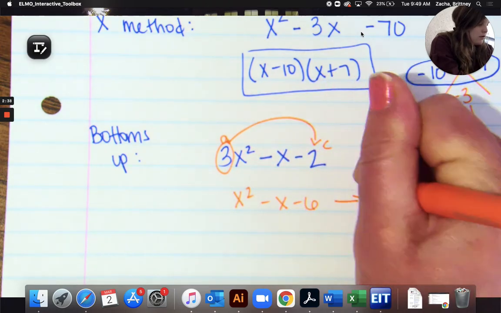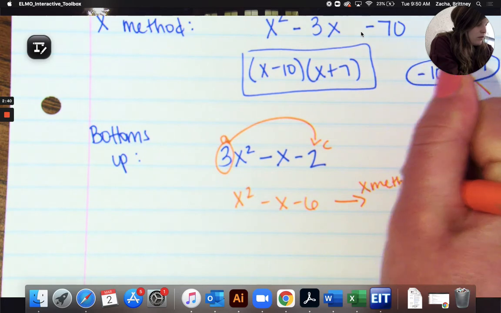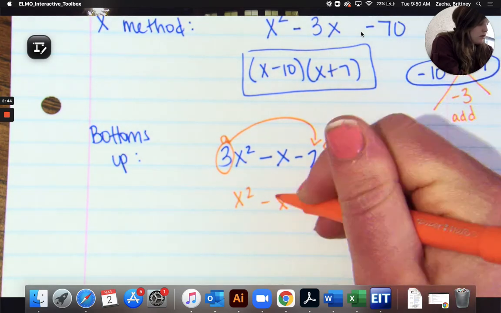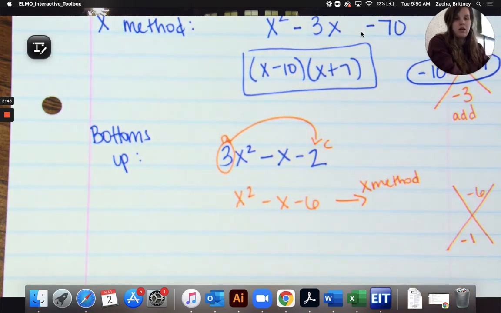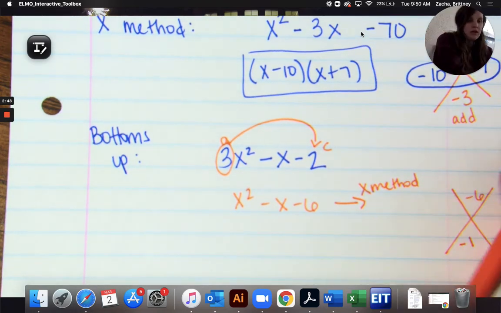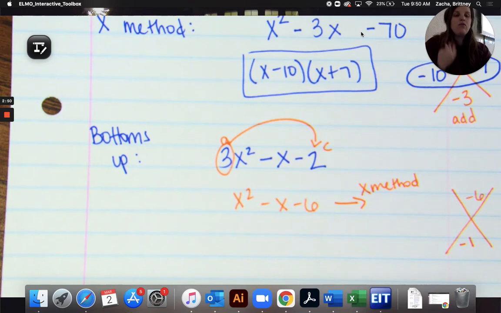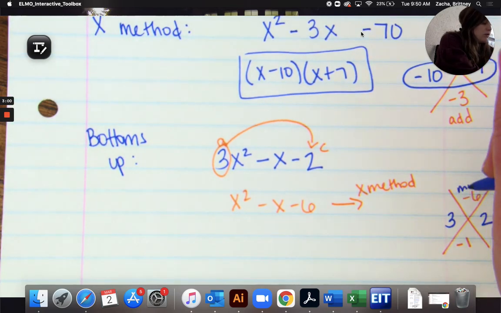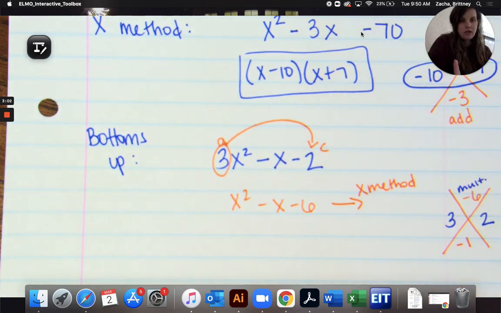And then you do x method with this. So negative 6, and then your b term is negative 1. So two things that multiply to negative 6 that add to negative 1. So we have 3 and 2. And again, if it has to add to a negative and multiply, okay, well, let's start here. If it multiplies to a negative, you know you have opposite signs. So 1 is negative, 1 is positive.